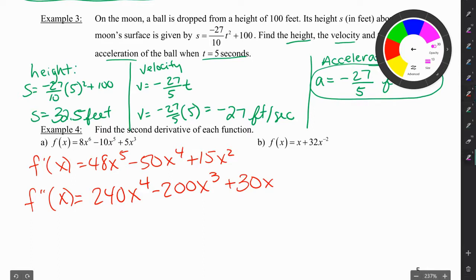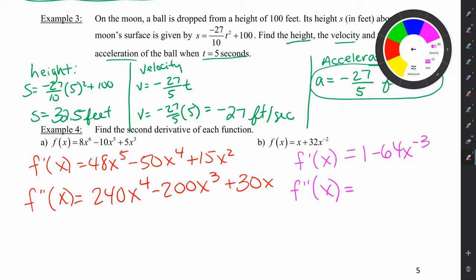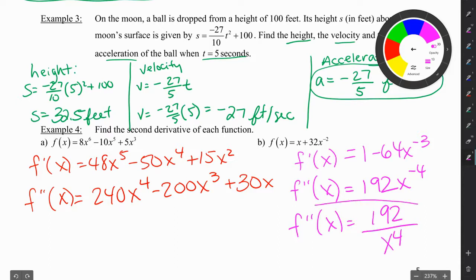For b, we have f prime of x. The derivative of x is 1. Bring down the negative 2, so that would be negative 64x to the negative third. For the second derivative, the derivative of 1 is 0. 64 times 3 gives us 192, x to the negative fourth. We could leave it like that because they started with a negative exponent, or we could rewrite it as 192 over x to the fourth.